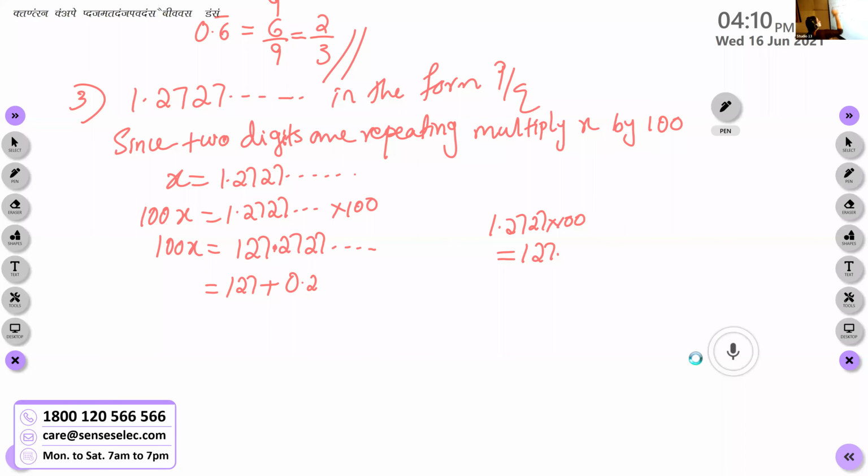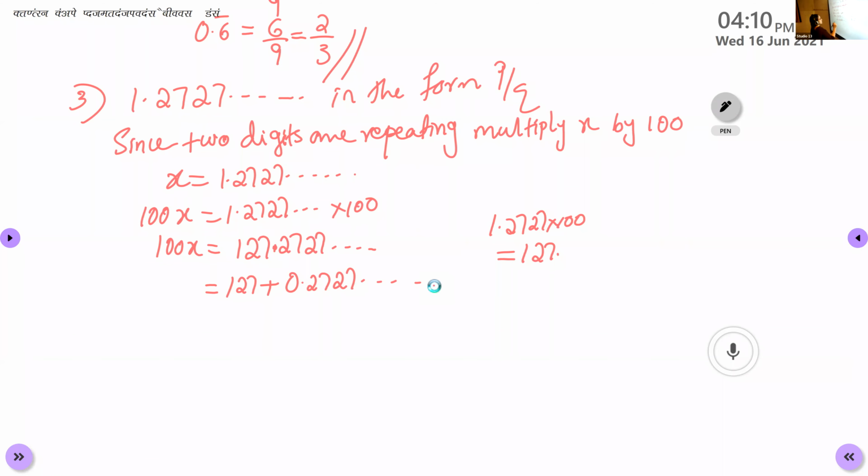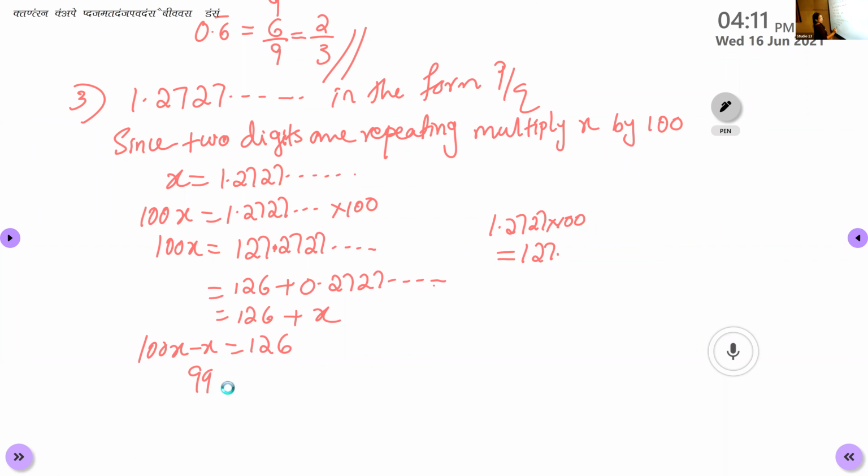Okay, children. So our problem: 127.2727, etc. So this is equal to not 127, 126. This is equal to 126 plus 0.2727, etc. So this is 126 plus x. 100x minus x equal to 126. 99x equal to 126.